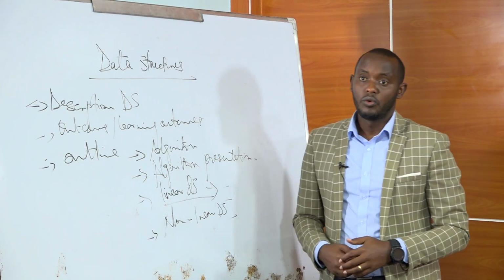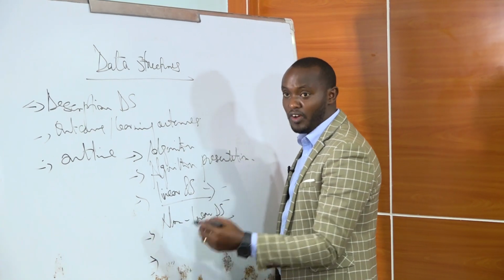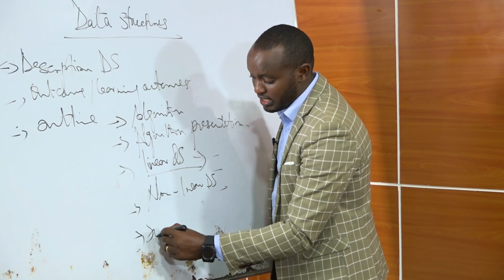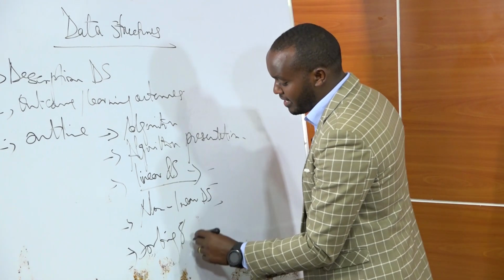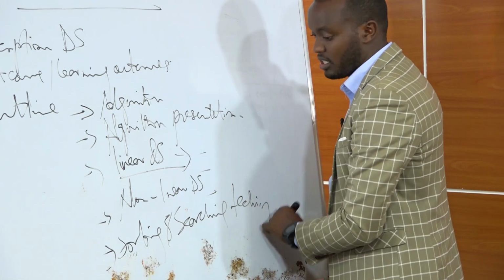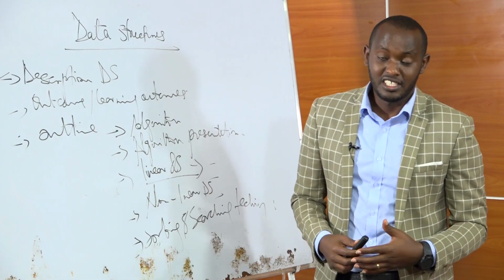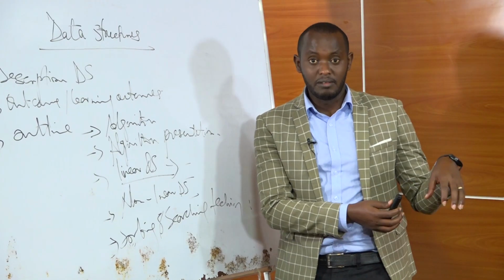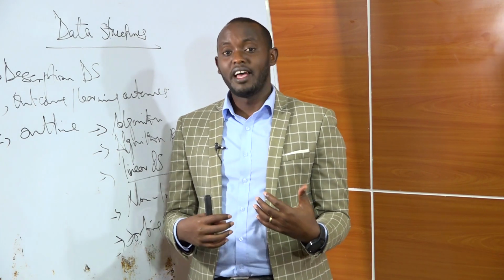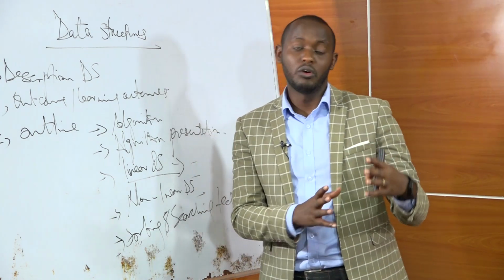We also have Unit 5, which is what we call the sorting and searching techniques. That means these are mechanisms, or these are techniques. In actual sense, they are algorithms, or they are programs or functions that we can apply on the mentioned types of data structures, whether linear or non-linear.